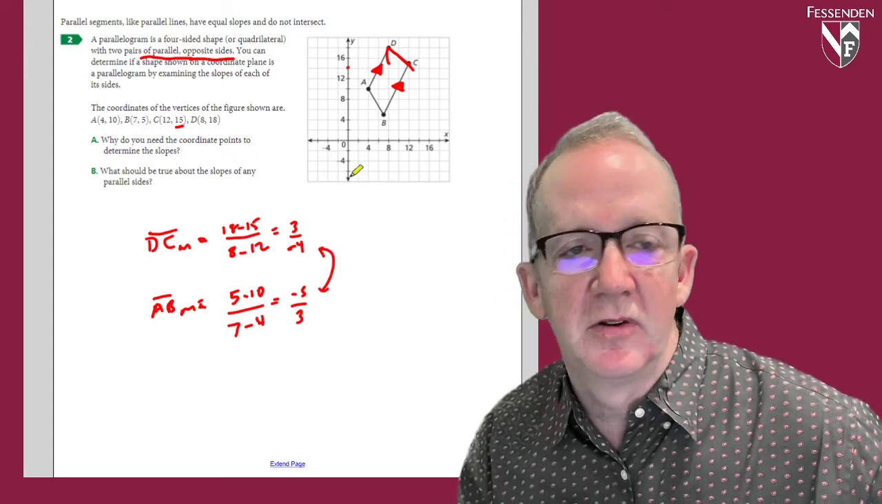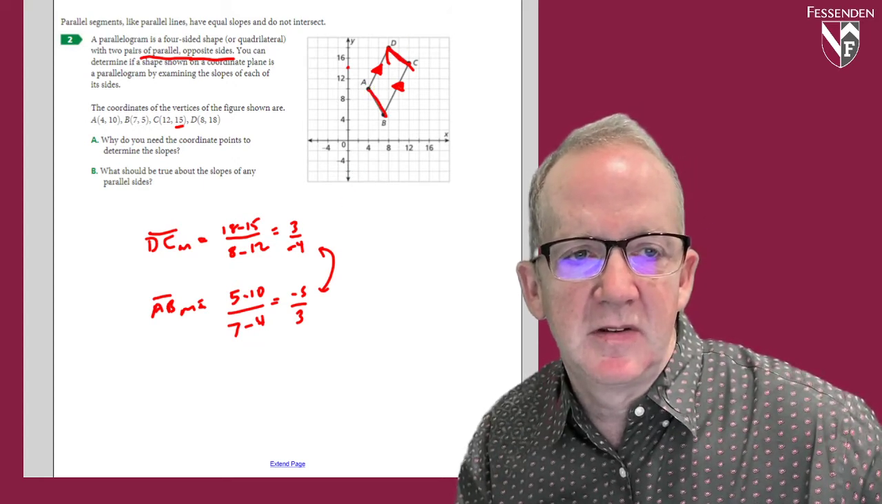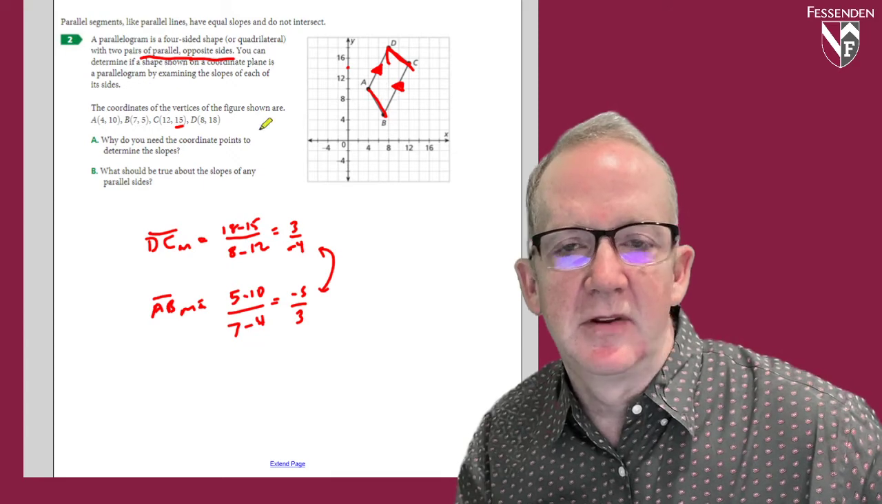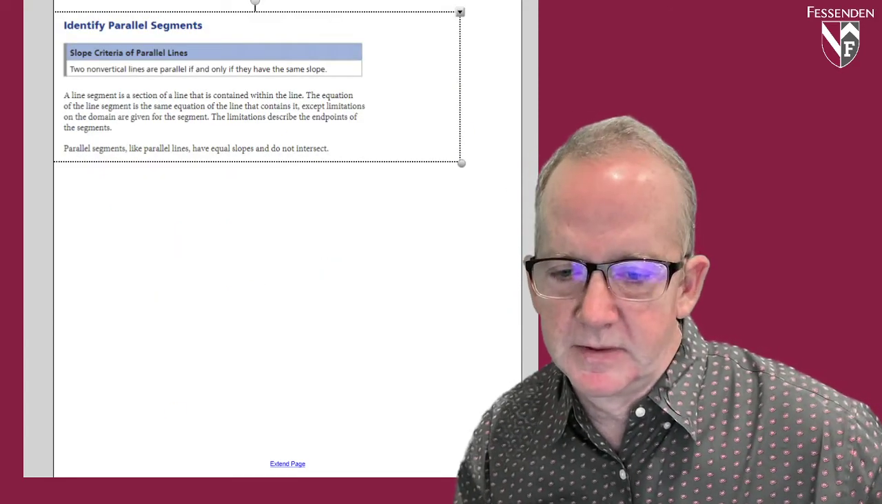Are these two equal to each other? I think you'll see they're both negative, yes, but this one's steeper. The AB is steeper in a negative than DC. All right. Let's go to the next page.